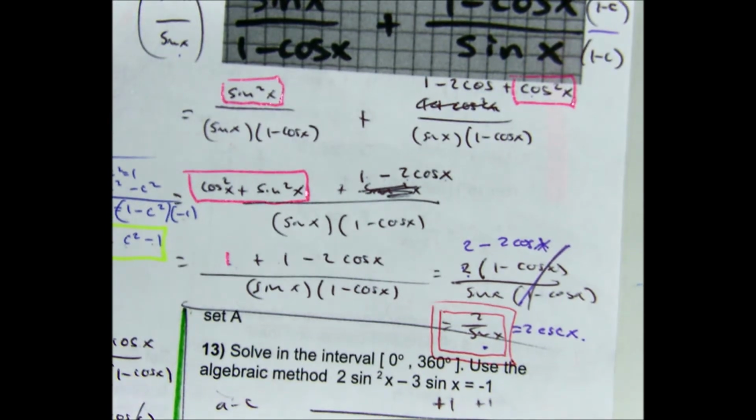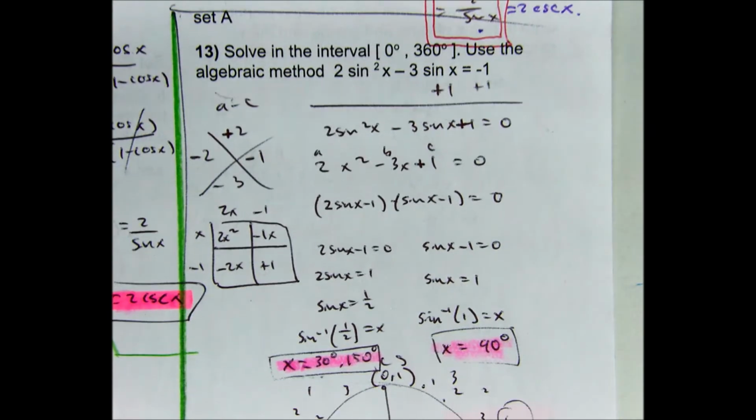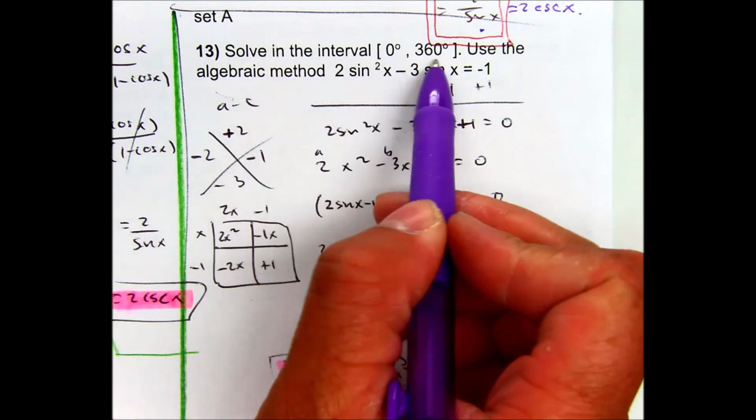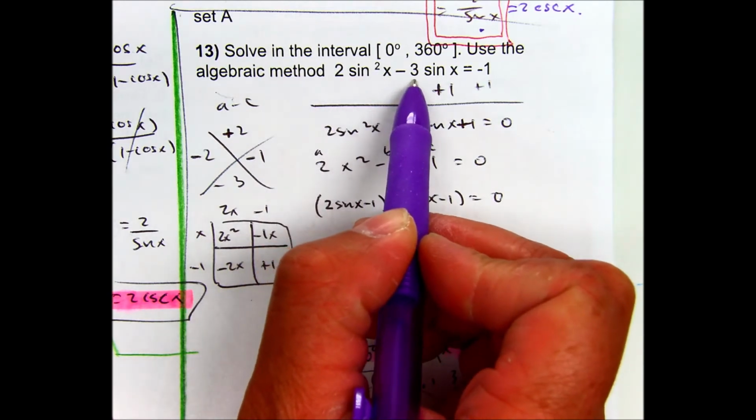So that problem is a rational expression with trigonometry. That's why it's a lot of work, a lot of algebra. And the last question. Solve in the interval between 0 and 360. Use the algebraic method. 2 sine squared x minus 3 sine x equals negative 1.